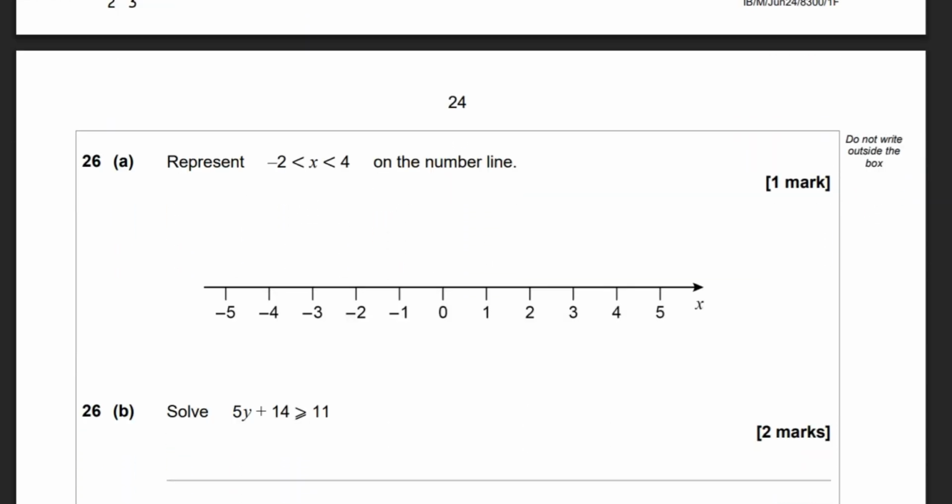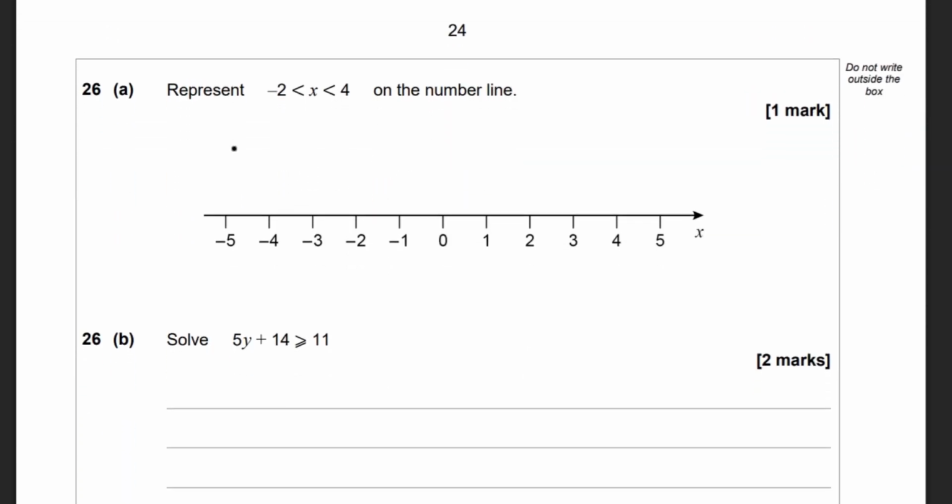Represent this on the number line. So x is greater than -2. This is -2. x is greater than that, and it's less than 4. Use a straight line, please. Okay, x is greater than -2 and is less than 4. So the circle is going to be open, because there is no equal sign. When there's no equal sign, the circle is going to be open. So that's the range of values.